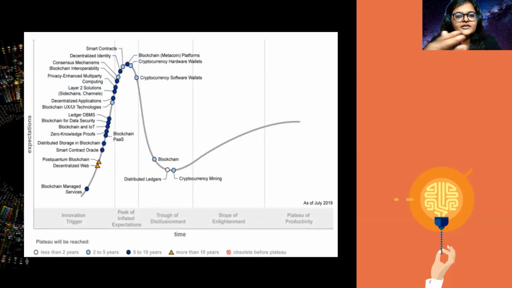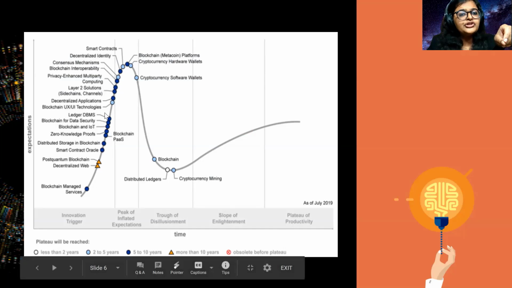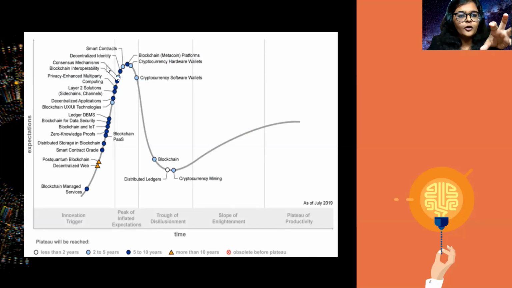This graph gives us a clear idea of how blockchain has innovated since the beginning of blockchain, that is around 2008, 2009, right? Initially there were blockchain managed services, and then there was a big hype about the decentralized web. Starting from that hype is where you can see a huge curve going up, where at the top we can see that there are a lot of blockchain platforms and cryptocurrency hardware wallets that came into the picture because of more and more demand for blockchain. And then there were software wallets.